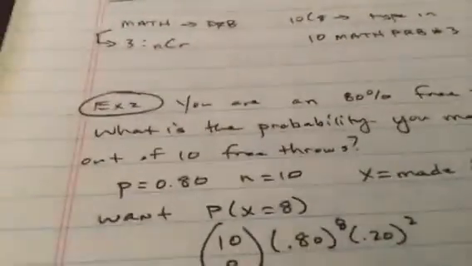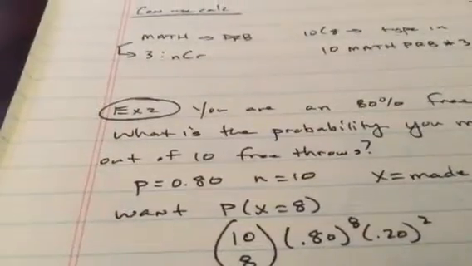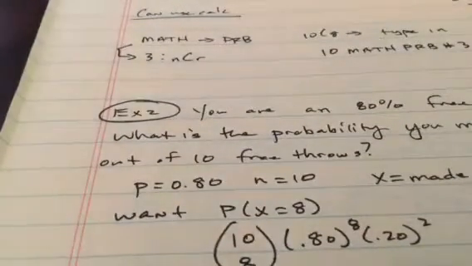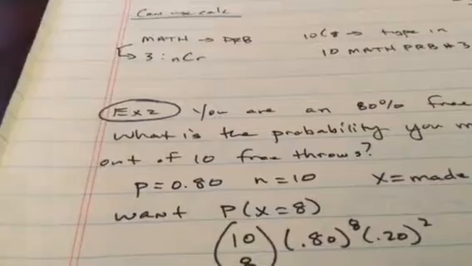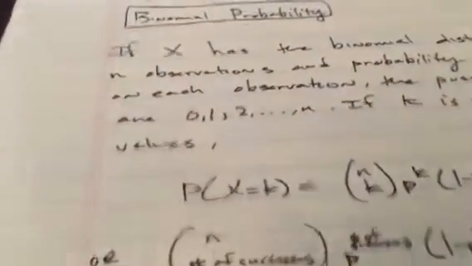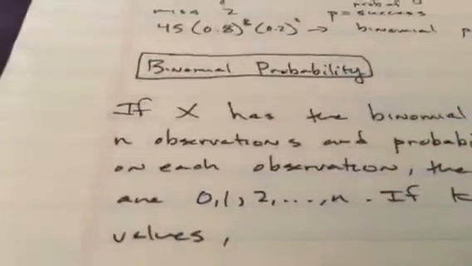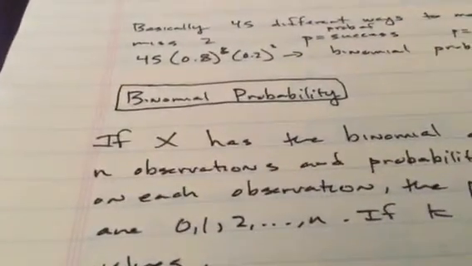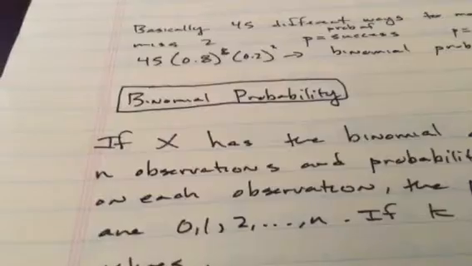Okay, so we want to start using that going forward. And folks, the next thing you need to write down, in order to do these problems, is what the binomial probability distribution looks like. So write this down: binomial probability.